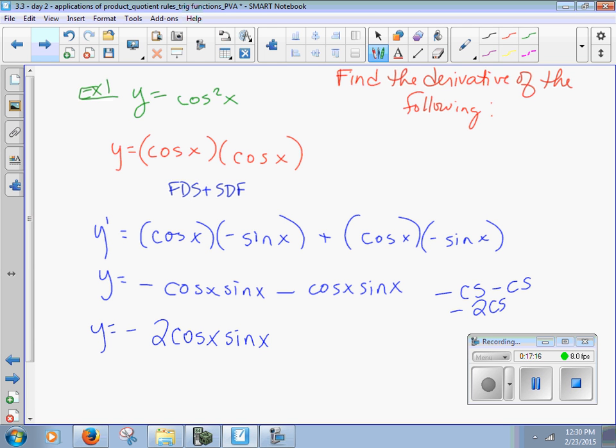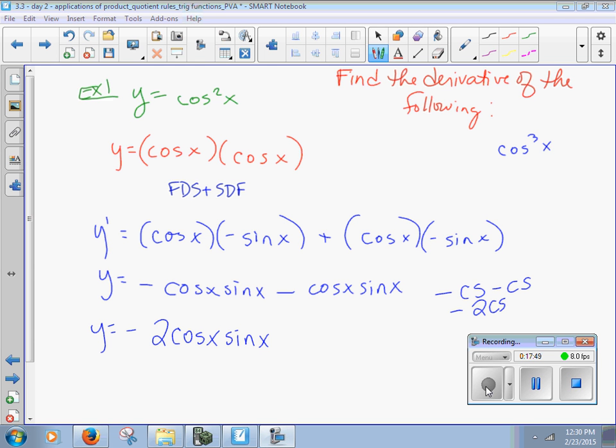Negative 2 what? Yes, ma'am. How come? Because they're like terms. It would be the same thing if I had negative CS minus CS. Wouldn't you write negative 2 CS? I just have extra letters, so you were very, very close. Could you do that on your own? Easy. You have to be able to do that on your own.